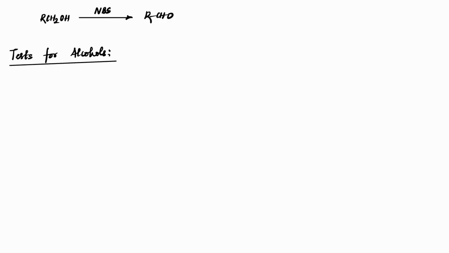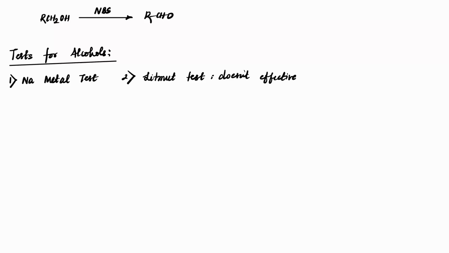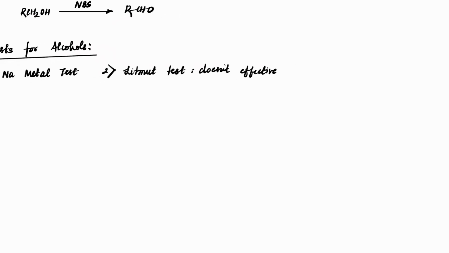Okay, so I'll just quickly brief them. One is the sodium metal test. It gives a positive sodium metal test. Not much to discuss, I suppose. And second, the litmus test. The litmus test is not effective. That means no color change will take place here. Red to blue, blue to red, that kind of color change is not observed.